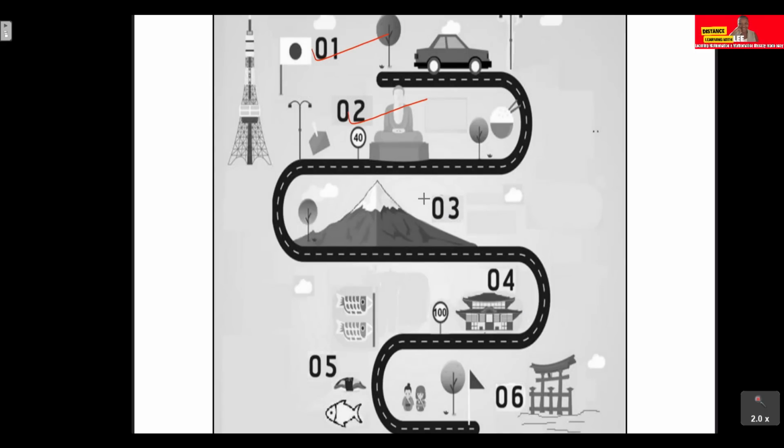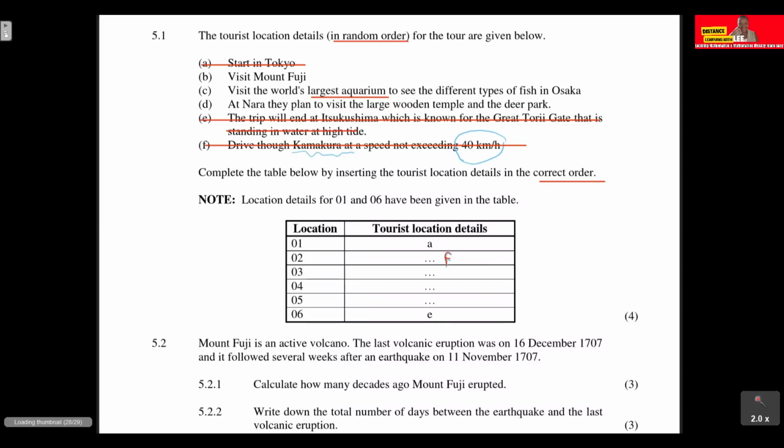What is happening at number 3? With number 3, it's a mountain, right? So we're going to look for something that talks about visiting a mountain. There we see we visit Mount Fuji. So at number 3, that is going to be our B. We're done with that.